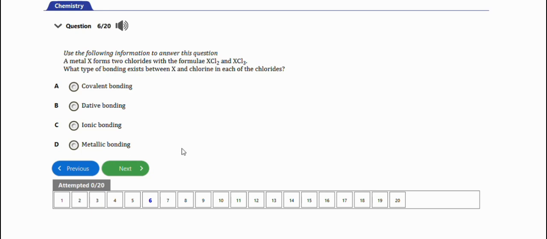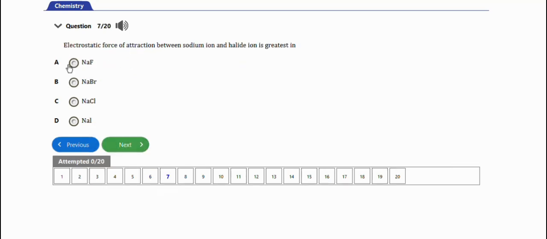So the next repeated question will be this one. It says the electrostatic force of attraction between sodium ion and halide ion is greatest in. The right answer here will be option A, sodium fluoride. Alright, so since fluorine is the most electronegative element, when it reacts with sodium, you're going to have the electrostatic force of attraction between them being the greatest.